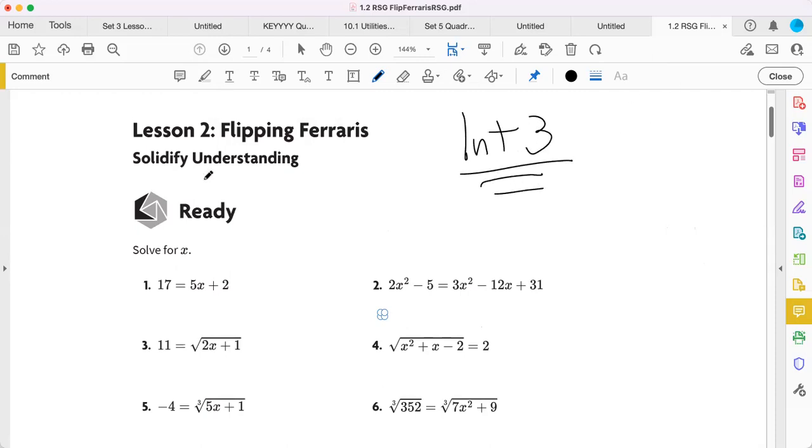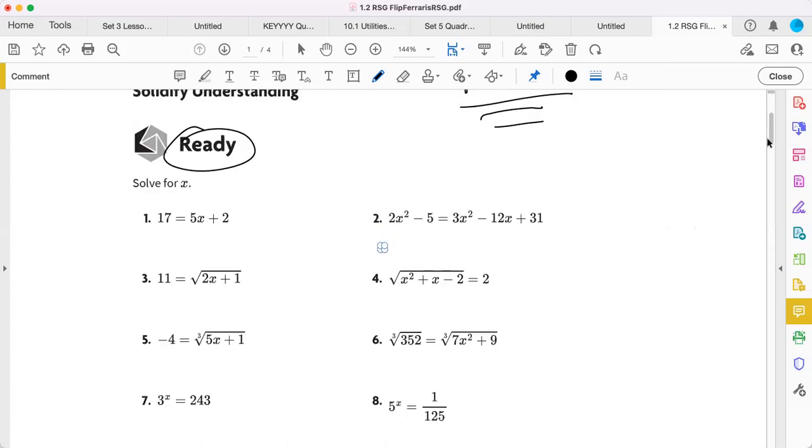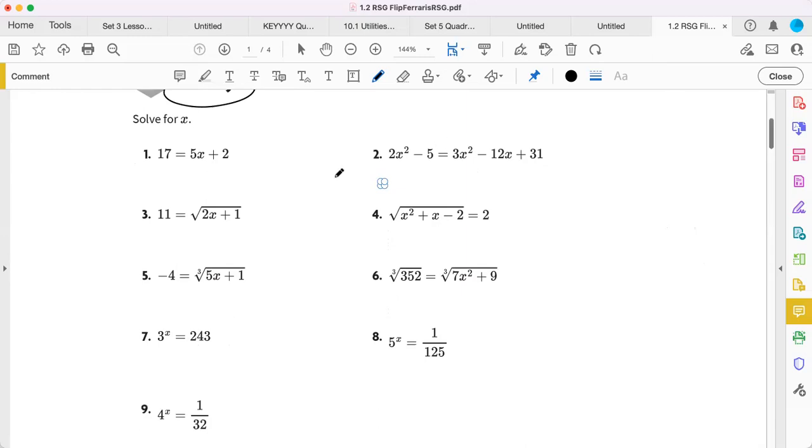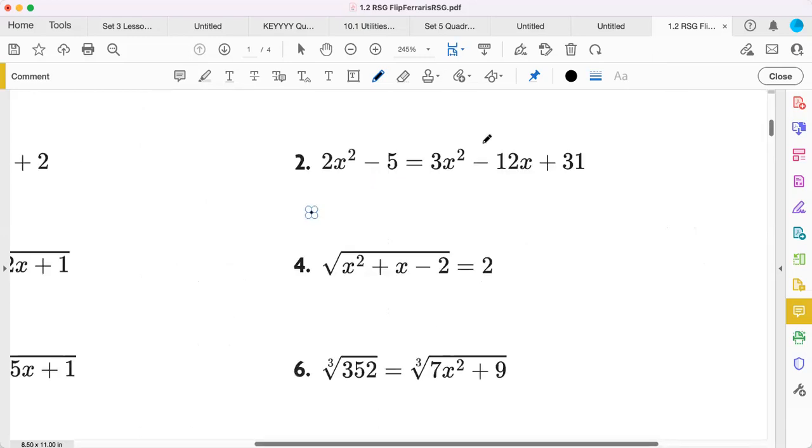We'll be talking through some of the problems in the Ready first. So here, we're just solving for x. Some of these are pretty simple. This should take 2 steps. Problem 1. Problem 2 we'll look at. That looks like a good time.